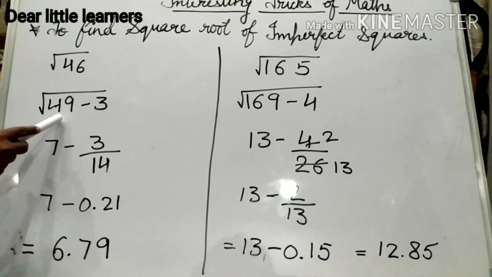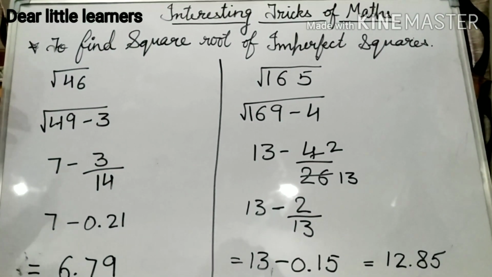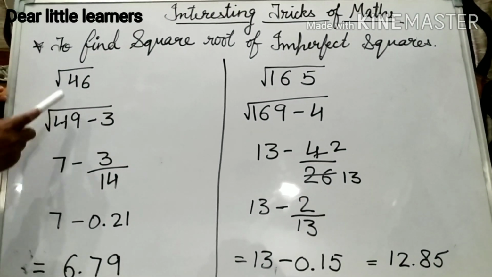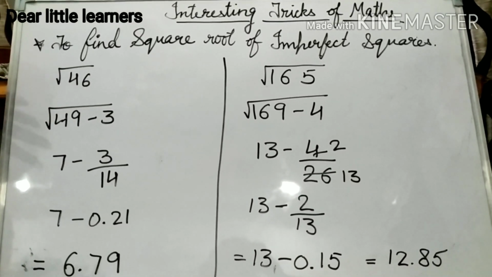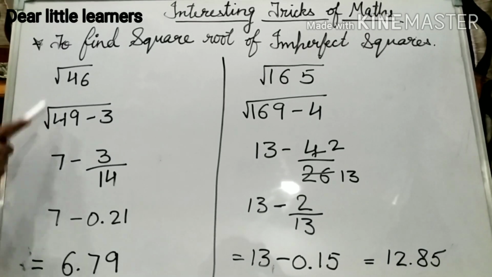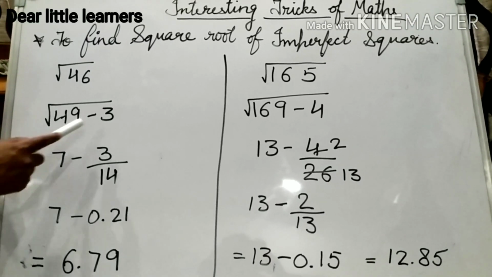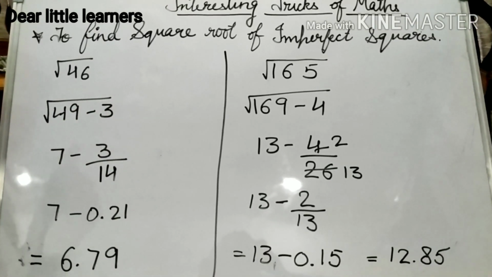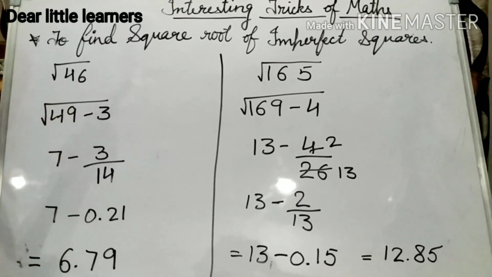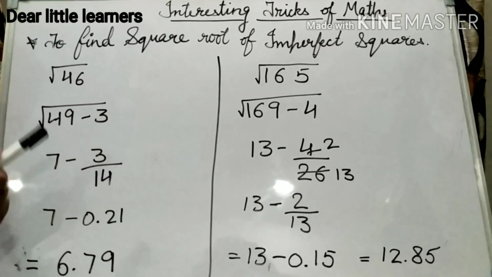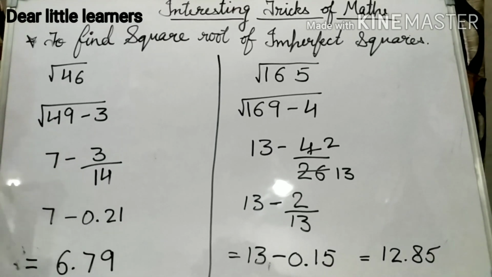Now we check that 49 is 3 more than 46. So in place of 46 we can also write 49 minus 3, because 49 minus 3 is 46. Now we take the square root of 49, which becomes 7. And to solve the minus 3, we write 3 upon double of 7. That means 7 2s are 14, so we write 3 upon 14.